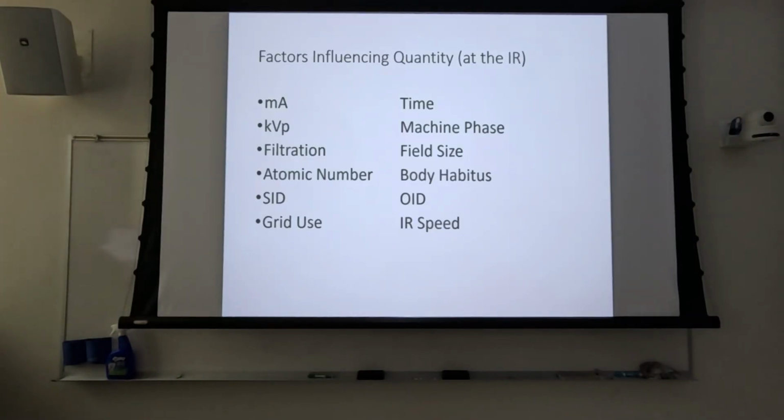Machine phase: three-phase gives us a greater image receptor exposure than single phase by a factor of 2. Exactly. All right. That takes a while, and it's so confusing. If we go to high frequency, it's a factor of 2.5.